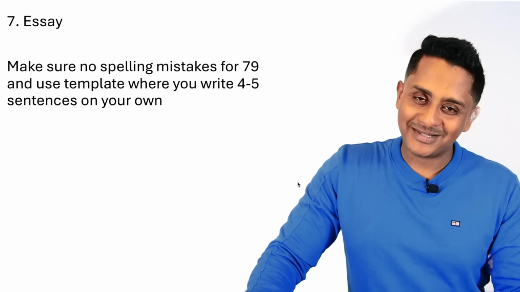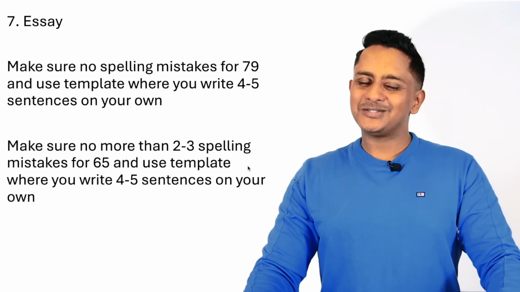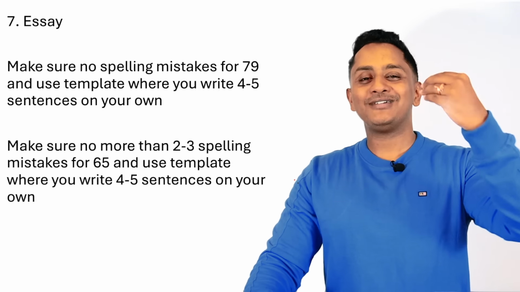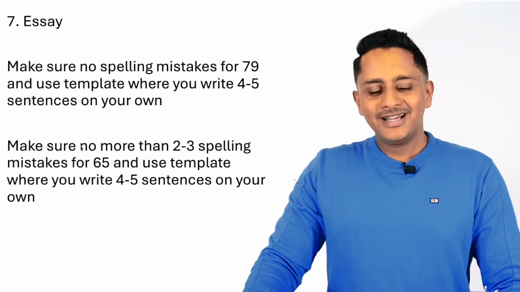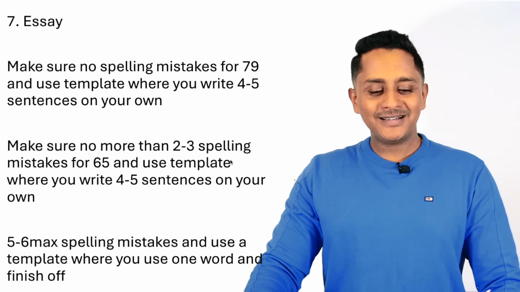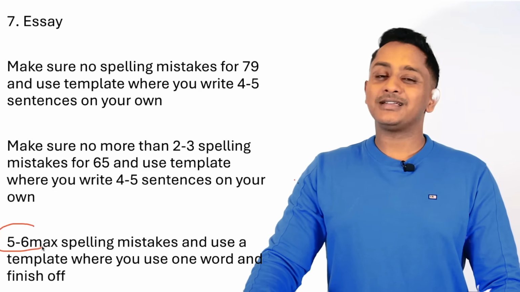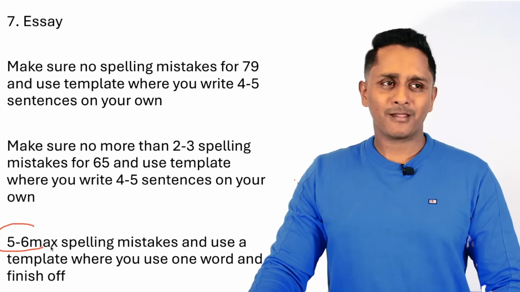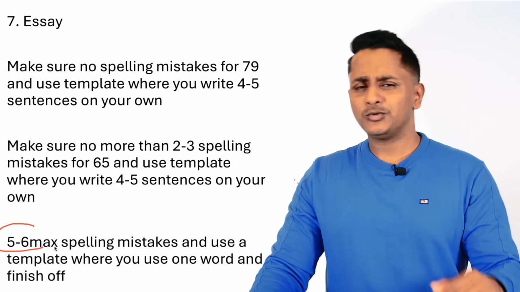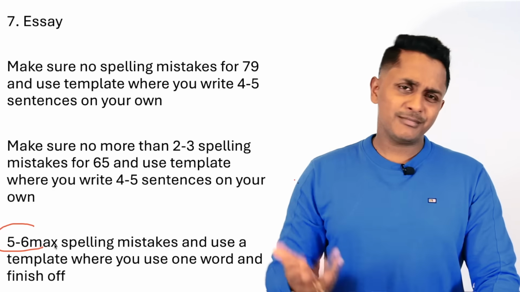So make sure when you practice for those spellings. Remember this. For 65, yes, 2-3 spelling mistakes you can still do, still fine, even if it happens 2-3 in the worst case. And use template wherein you use 4 to 5 sentences on your own, no mercy here. And for 50, not more than 5 to 6. Let's say you are practicing every day's essay by writing on a notepad in the computer. You wrote and then you copy paste to a spell checker or MS Word.